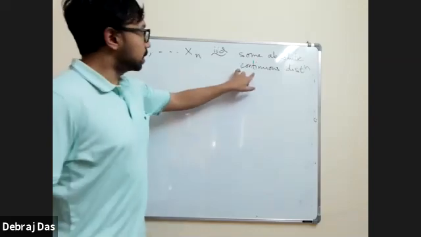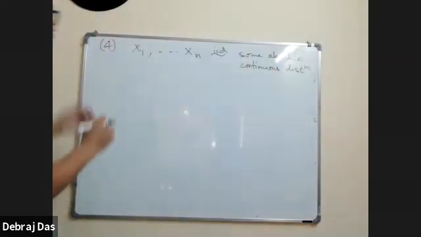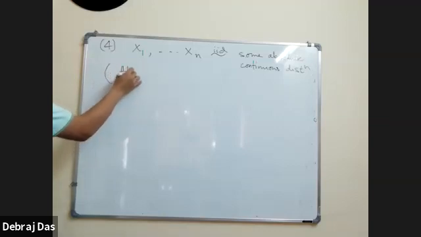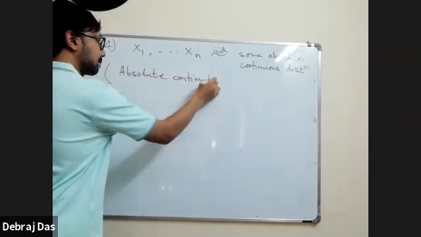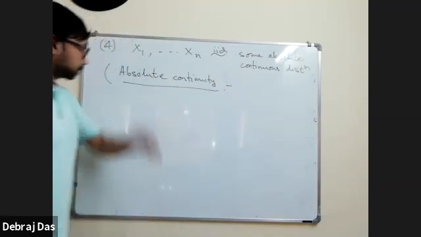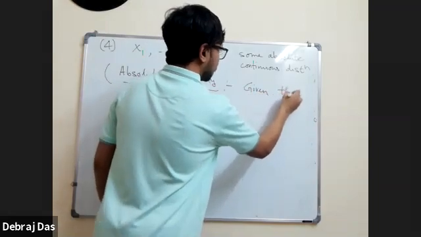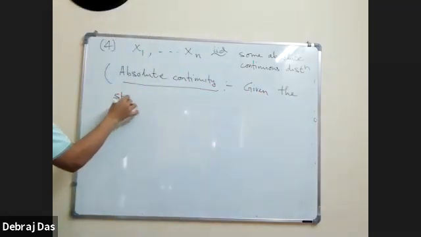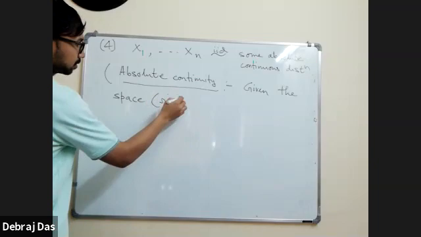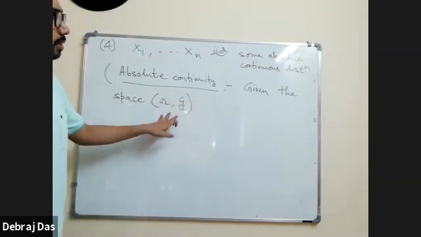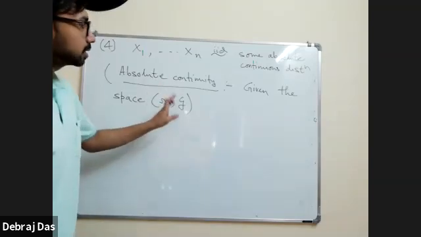So this is the model. In this case, you are looking into the collection of all absolutely continuous distributions. So what is absolute continuity? Given a general space G. Do not think of this as omega script; this is some other space, some general space.